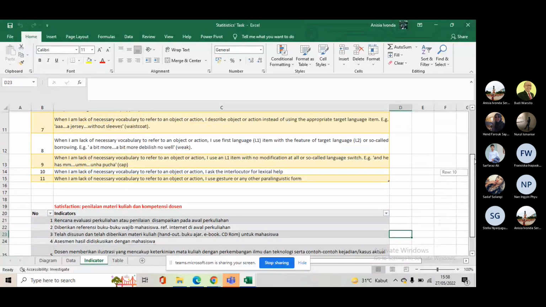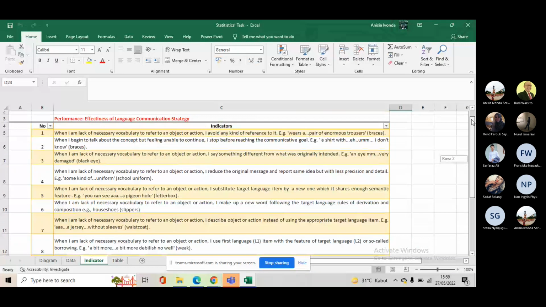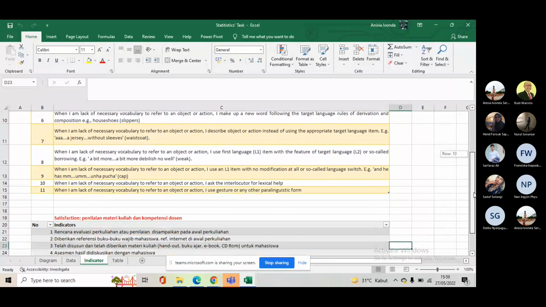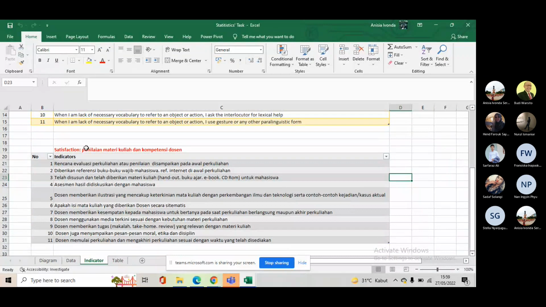So good afternoon, Sir Budi, and I'm Yvonne and I'll present my tasks. So the first one, this is the indicators I have. The first one is the performance. Here I want to measure the language communication strategy. There are 11 indicators. And for the second variable, it's for the satisfaction.